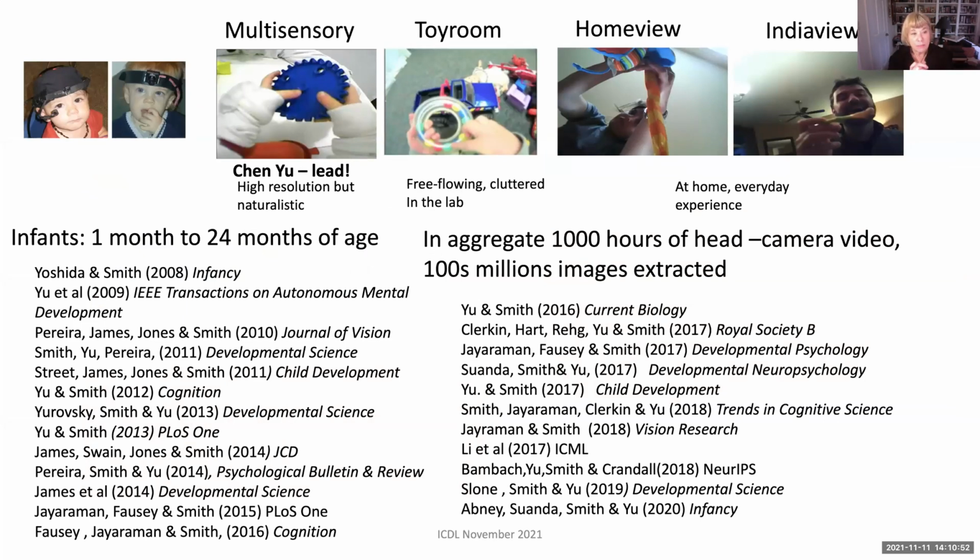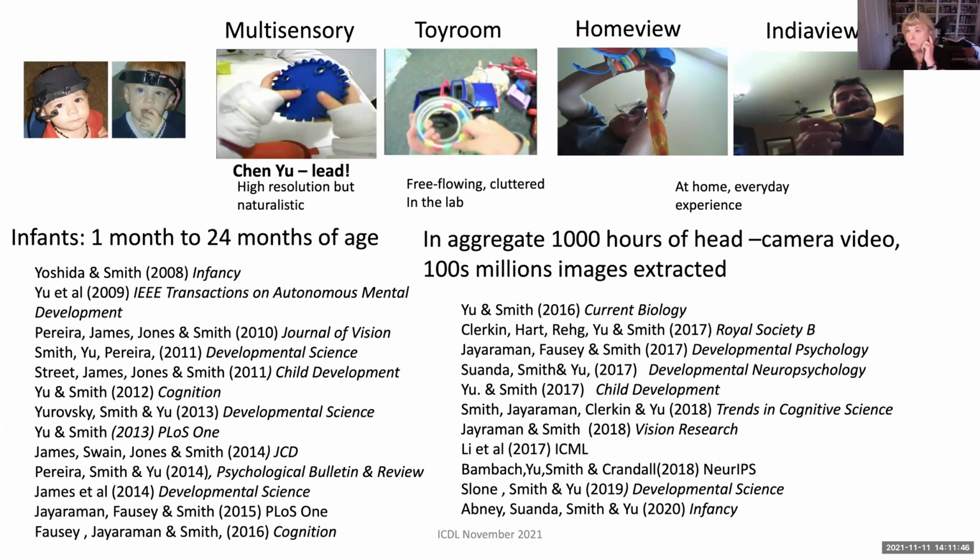As many of you know, and as Jen mentioned, we have been working on trying to capture the input for learning for a long time now. And there are four kinds of data sets that we have worked on. One is what we call the multisensory data, which is high resolution. Everybody's wired up, head cameras, motion sensors, hands and heads, multiple cameras in the room. It's high resolution, but it's naturalistic in the sense that it is free flowing. But maybe going a little more natural, we also have data from what we call the toy room context. This is now free flowing, cluttered in the lab. And whereas in multisensory, we use head-mounted eye trackers regularly, in the toy room, we can use head-mounted eye trackers or just head cameras.